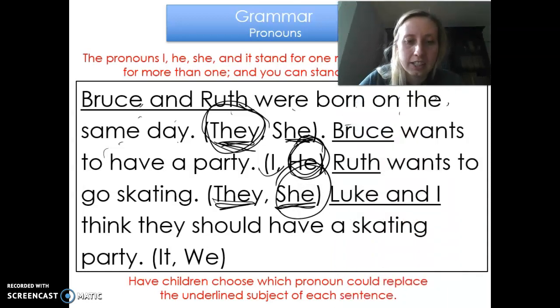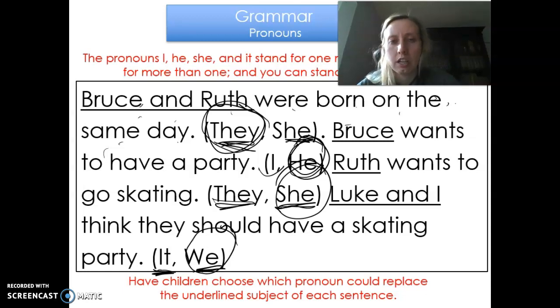Okay, last one for today. Luke and I think they should have a skating party. Would we say it think they should have a skating party, or we think they should have a skating party? We is our pronoun. That's two or more.